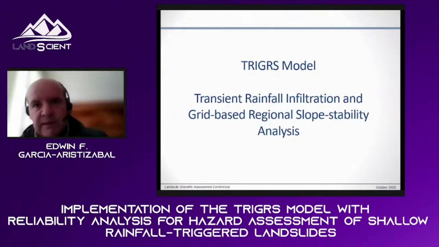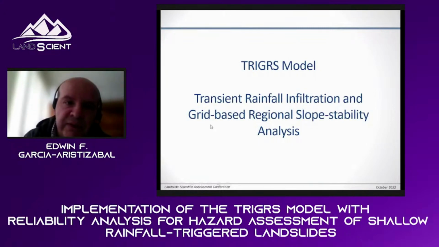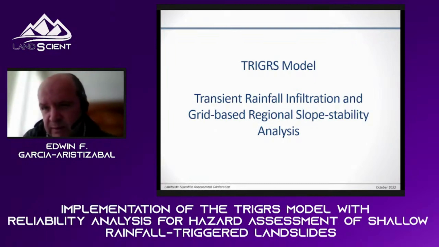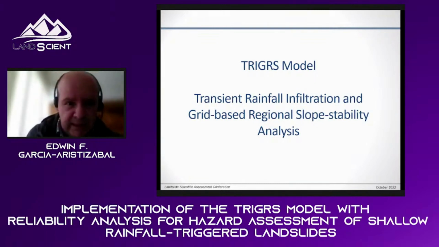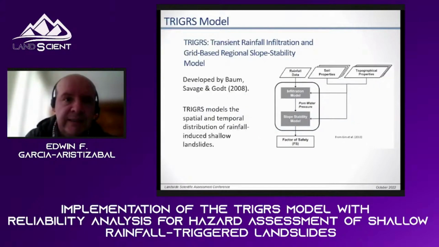Let's go now to the TRIGRS model. TRIGRS is defined as the transient rainfall infiltration and grid-based regional slope stability analysis. We are going to see next some components of the model that we understand could be very interesting to analyze problems related with rainfall-triggered landslides.